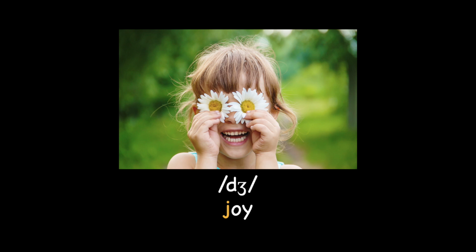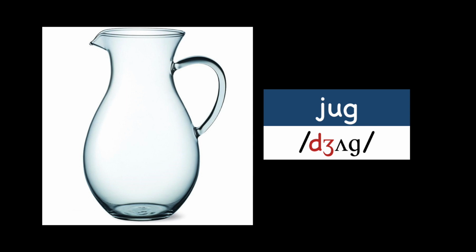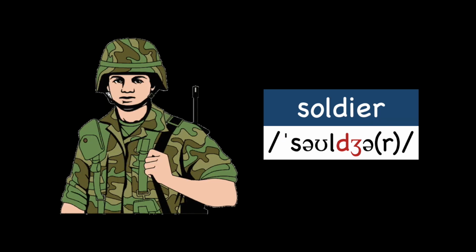Let's move on to the next sound. This sound is representing the letter J in English. However, the IPA transcription is a combination of D and J sound. Some other words with the J sound can be jog, soldier.